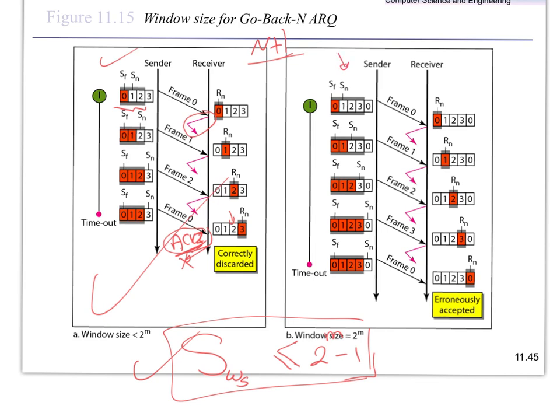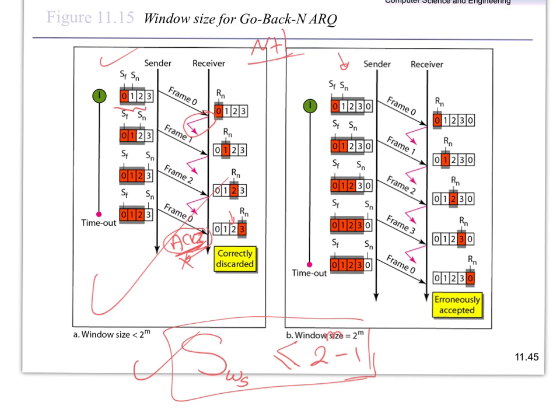Let's talk about this scenario where, if we notice here, the window size is equal to the sequence number, because the sequence numbers here are 0, 1, 2, 3, and the window size is actually 4. So here I sent frame 0, frame 1, frame 2, and frame 3. Now I'm allowed to send frame 3. In that case, the receiver will increment and point to frame 0 here, right?